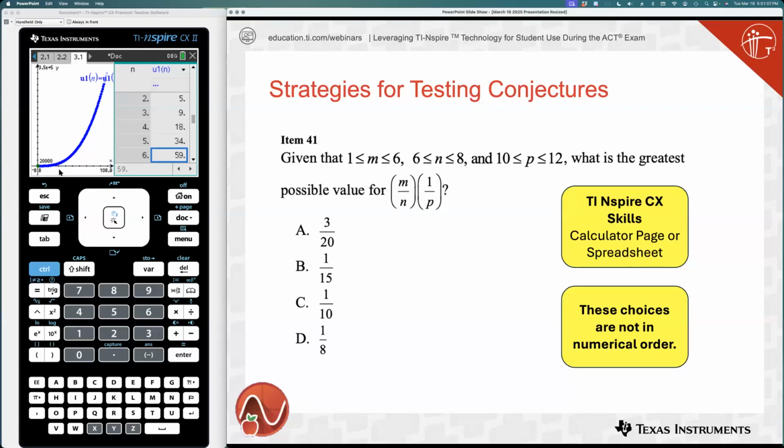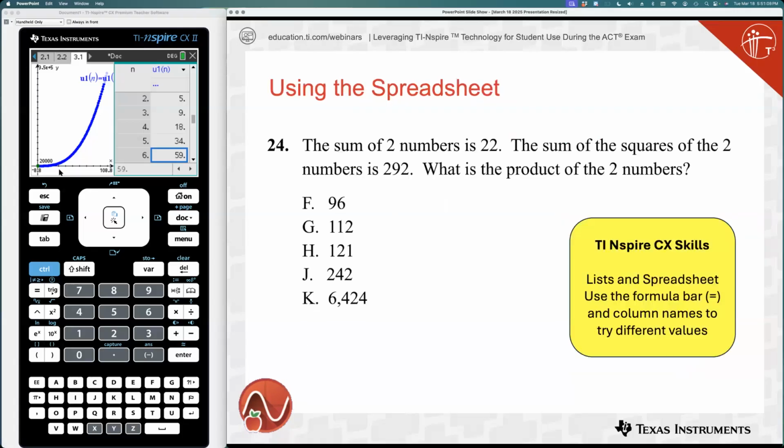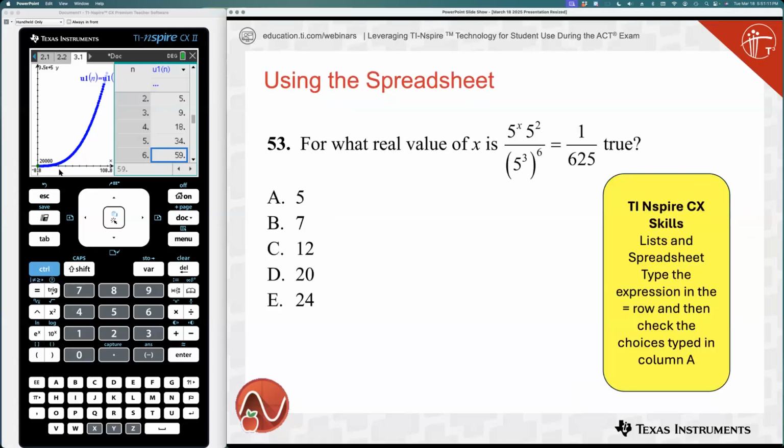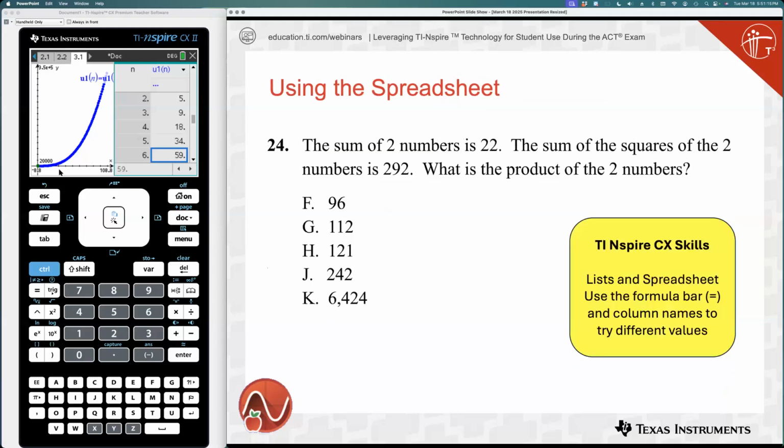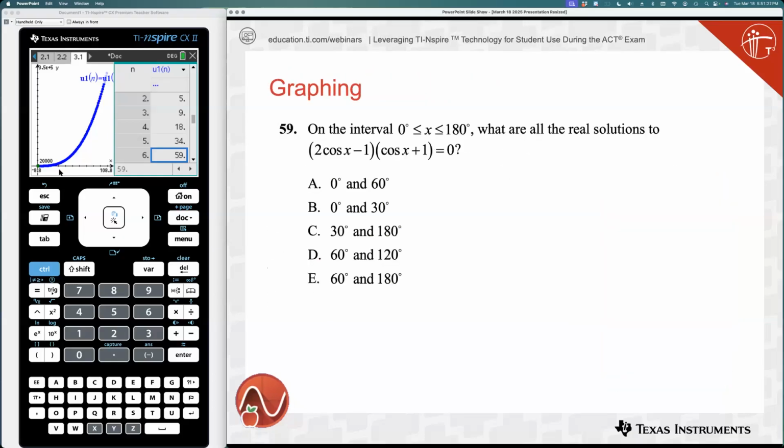Do we want to do some graphing, Veronica? Yes, we are quickly coming to the end of our webinar. We want to graph instead of use the spreadsheet? Well, I think we have time for both. Let's graph first and then use the spreadsheet. Okay. Since I said graphing.